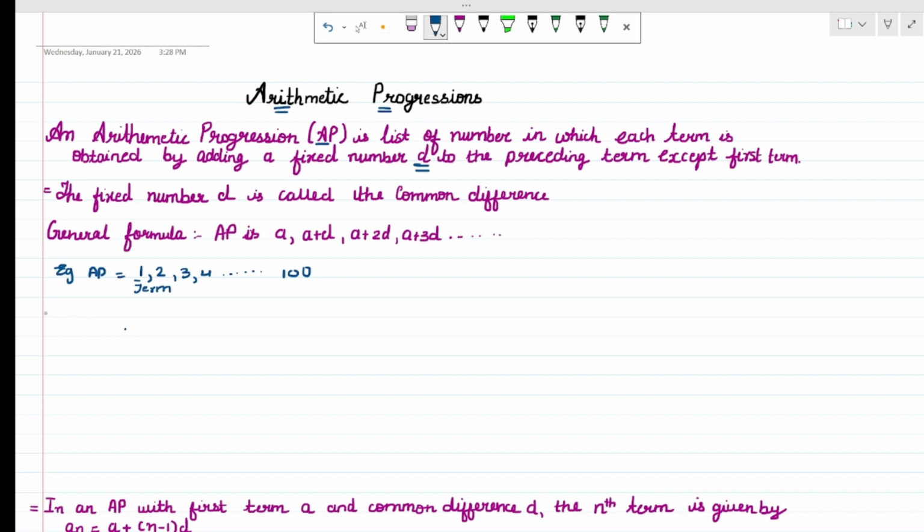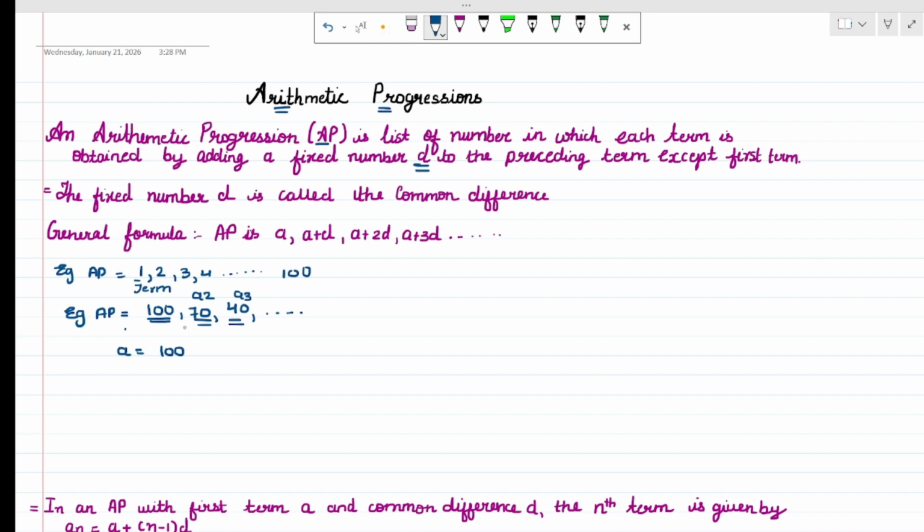For AP, if I am taking the example AP equals 100, 70, then 40 and so on, my first term 100 will be considered as A1. My second term is considered as A2. This third term is considered as A3.